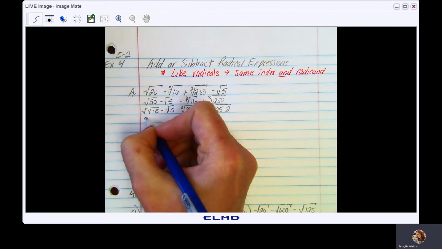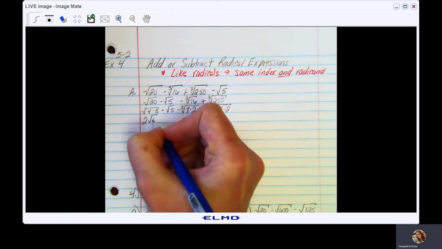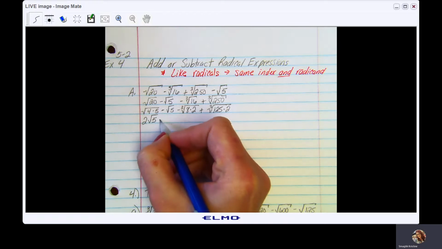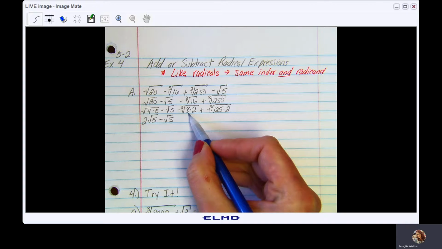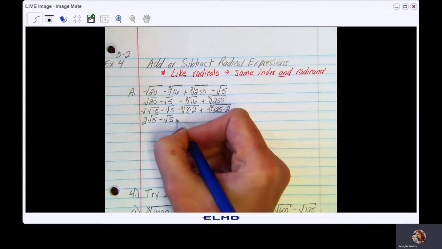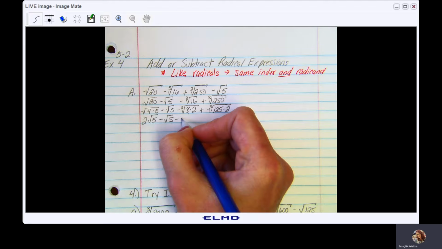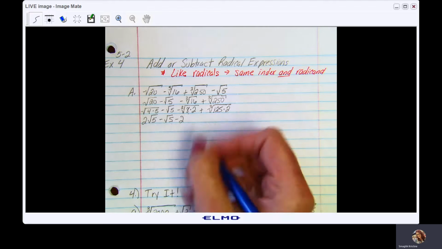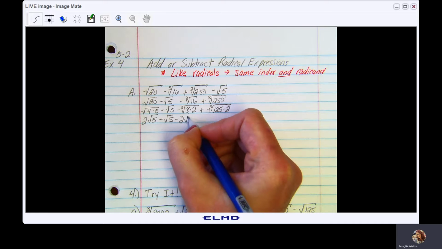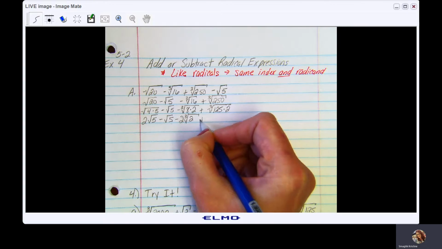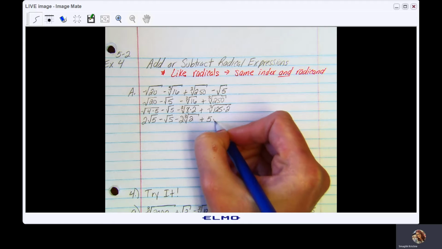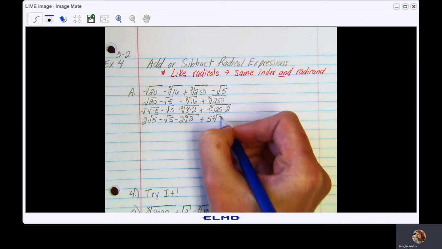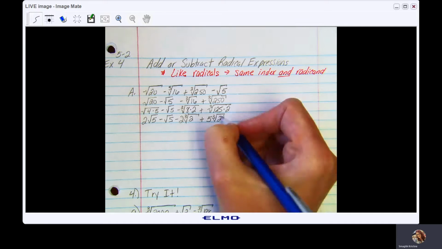So here we go. Let's start simplifying. Square root of 4 is 2. That 5 stays underneath the radical. I can't do anything with the square root of 5. That stays. The cube root of 8 is 2, since 2 to the third power is 8. So this is 2 times the cube root of 2, plus the cube root of 125, which is 5, times the cube root of 2. I can't reduce that 2 anymore.